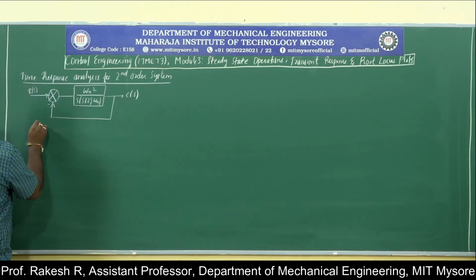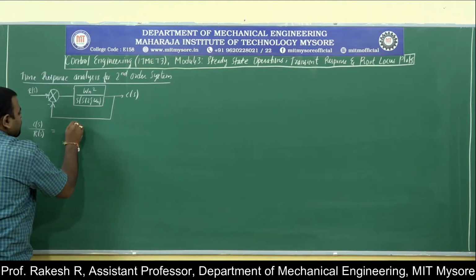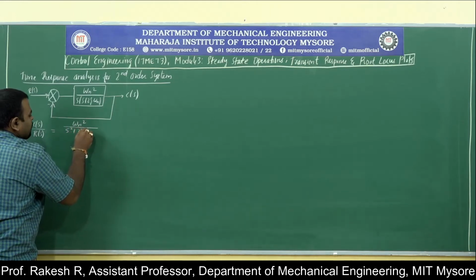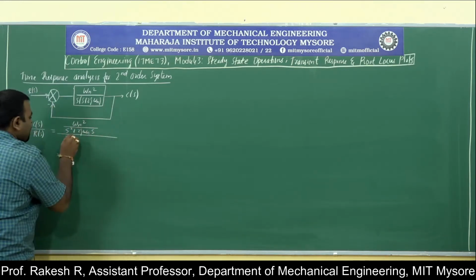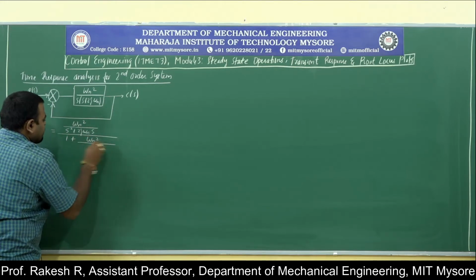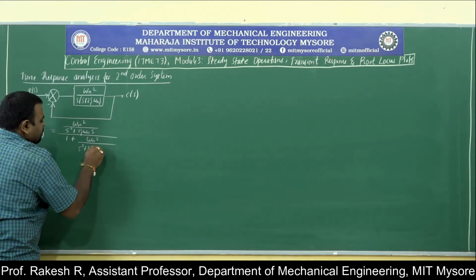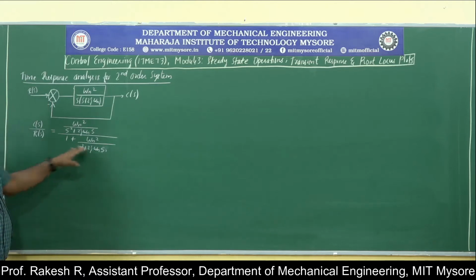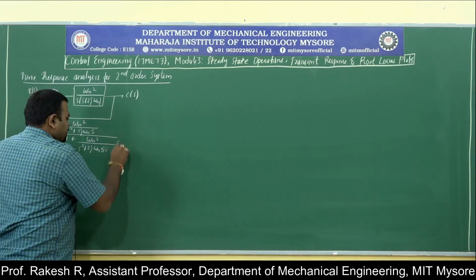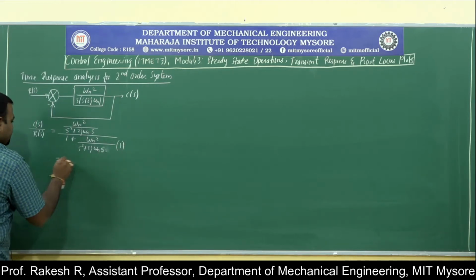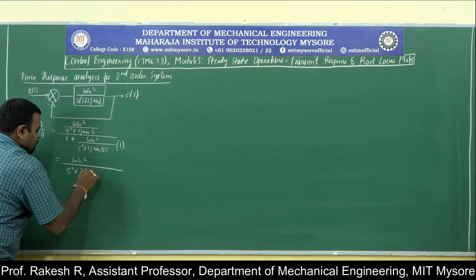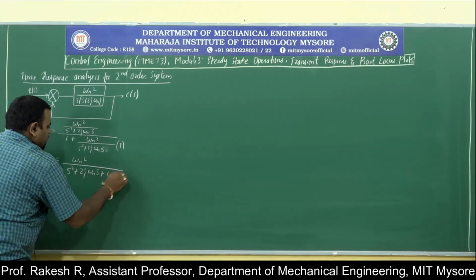If we solve this overall transfer function, C of S by R of S will be given by omega n square divided by S square plus 2 zeta omega n S divided by 1 plus omega n square divided by S square plus 2 zeta omega n S. So this is G of S divided by 1 plus G of S into H of S, where H of S is unity here. So if we simplify this, we will get omega n square divided by S square plus 2 zeta omega n S plus omega n square.